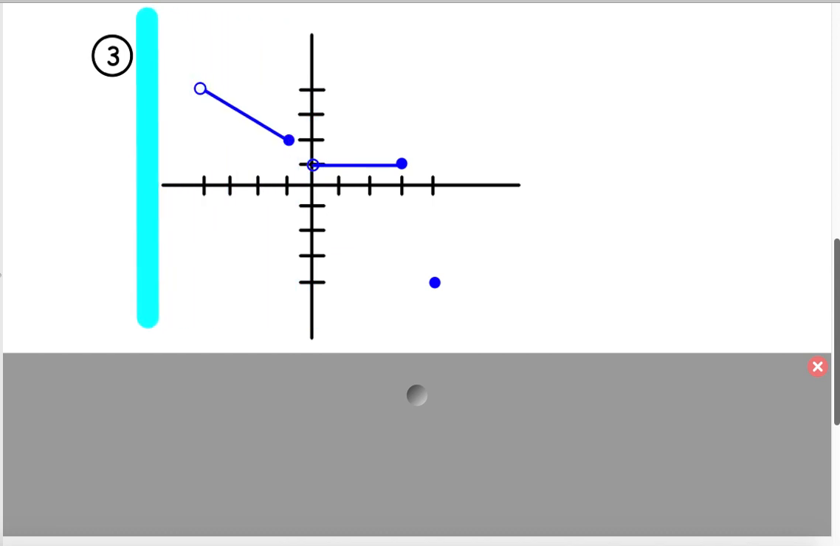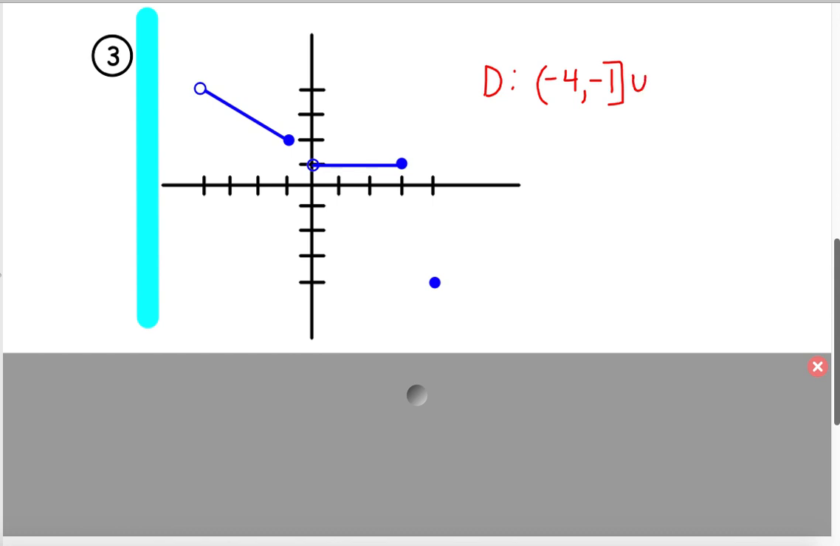So when I write my answer here for the domain, and sometimes you'll see a D written like that to represent this is the domain. So we have -4 to -1. We're not going to include the -4. That has an open circle there. But we are going to include the -1, so we're going to have a bracket.